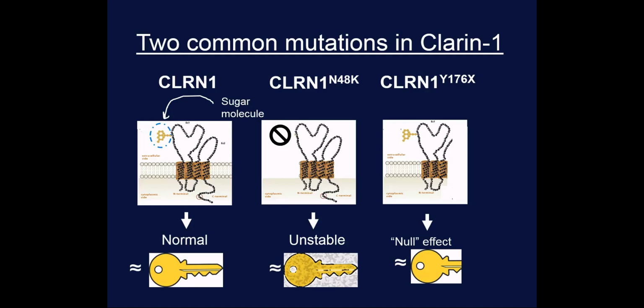To have an idea what these two mutations mean, I depicted them in form of the key shown in the bottom of the slide. In one case, the N48K, the protein is made, but it's unstable. In the other case, the Y176X mutation introduces a premature stop, resulting in premature translational stop or a truncated protein. This is similar to a broken key or a null effect.